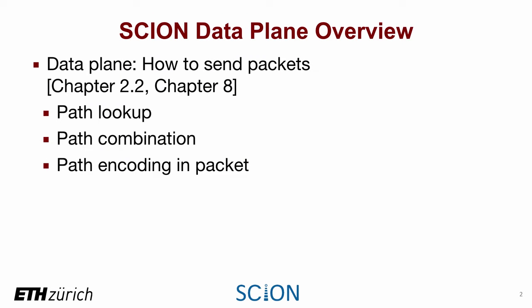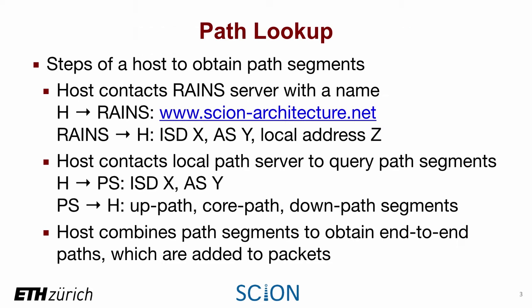We're going to talk about the SCION data plane overview, and in particular, we're going to look at path lookup, path combination, and path encoding in the packet. More details are available in the SCION book in chapters 2.2 and 8. Let's start with path lookup.